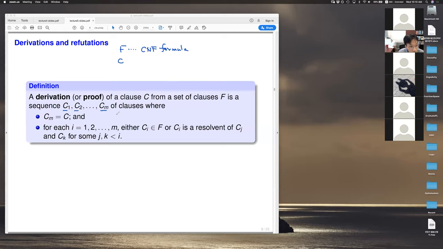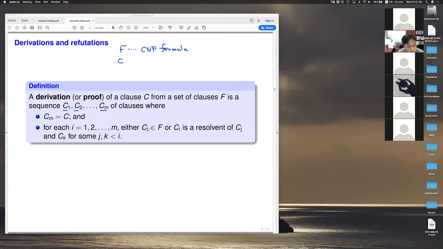But it has to satisfy two properties. First, because it's a proof of C, this last guy should be equal to C. I mean, otherwise it's not going to be a proof of C. So it has to satisfy C. And the second property says every proof step should be justified either by assumption or from the resolution. This is a proof of the resolution.